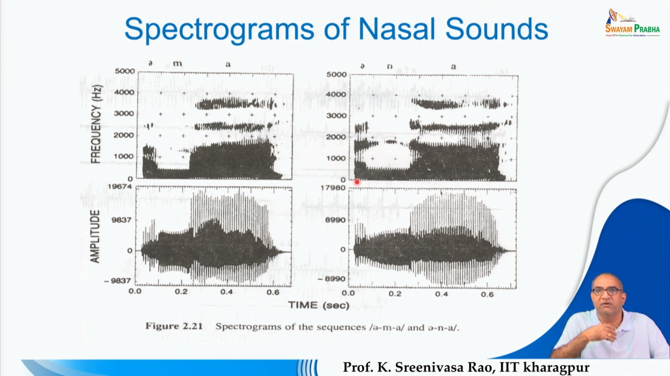It is not emitted at all, it is completely absorbed by the muscles and completely trapped by the oral cavity. So, based on the size of the oral cavity, you have different resonant frequencies, and that way they can be viewed as the anti-resonances.